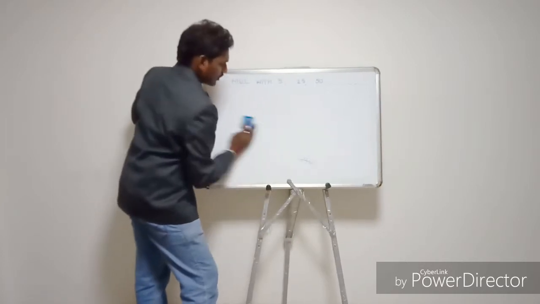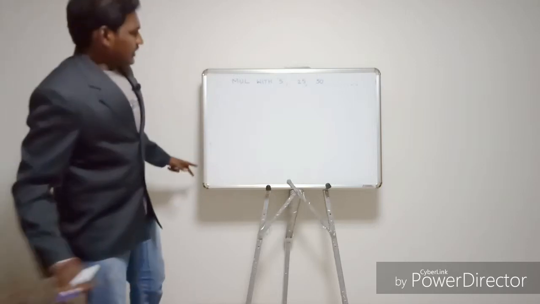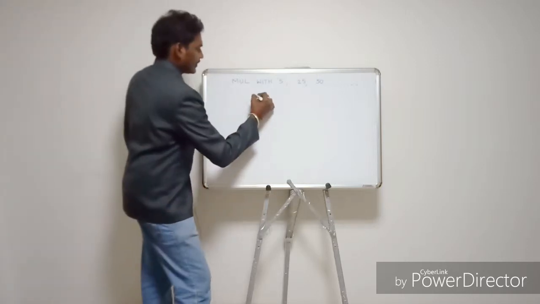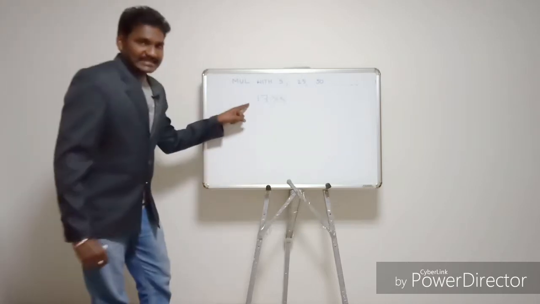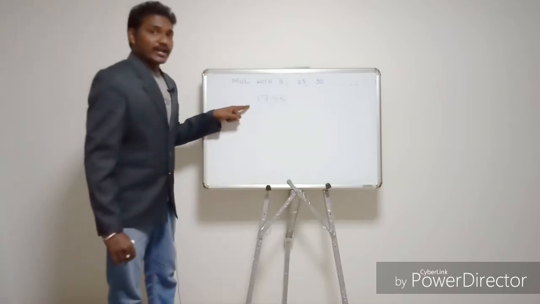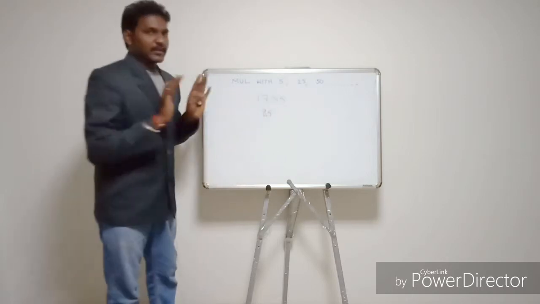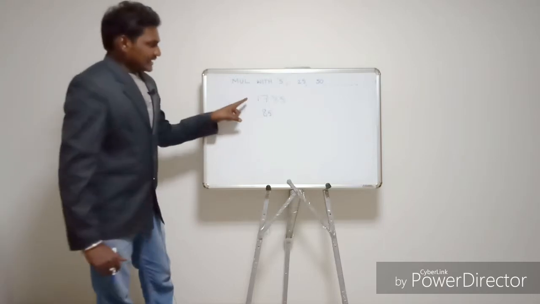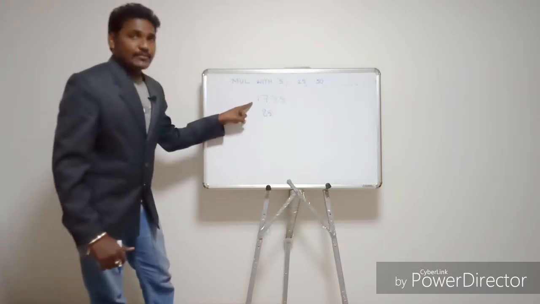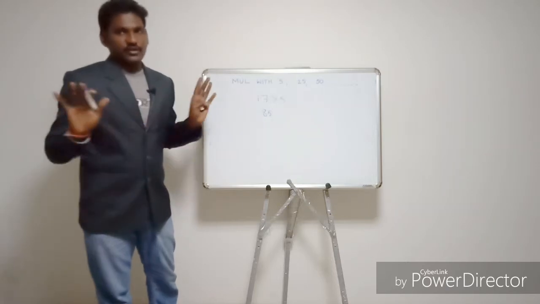Now we'll solve some more examples. Let us try odd numbers like 17 into 5. Divide 17 by 2, we'll get 8.5. Just write 85. Don't write the point, just write 85. That is the answer. No need of putting 0 also.